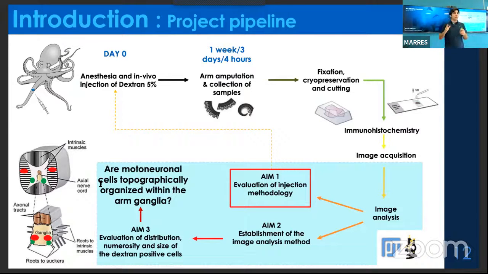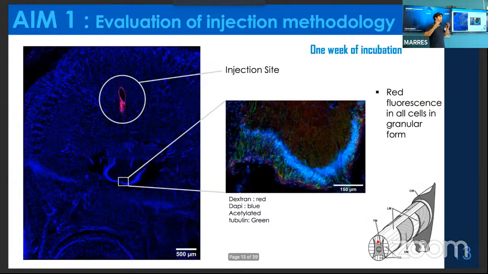So I will first talk about the evaluation of the injection methodology. So after image acquisition, we have those types of images. So here it is a whole sample image where you can see the injection sites, and in the center, the ganglia.